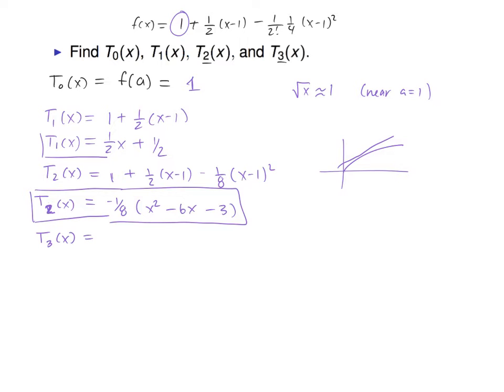So, T3 will add those first 3 terms plus one more, right? So we'll have the 1 plus the half x minus 1 minus an eighth x minus 1 squared. And could you remind me what the next term was? It's going to be plus 1 over 3 factorial times 3/8, times x minus 1 to the third.